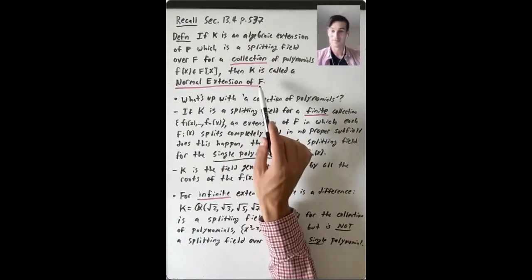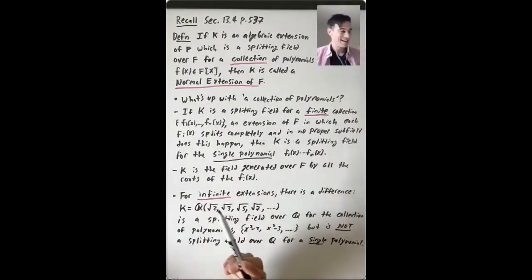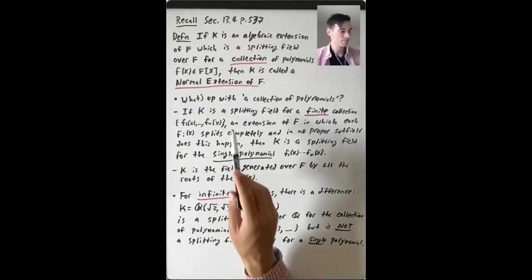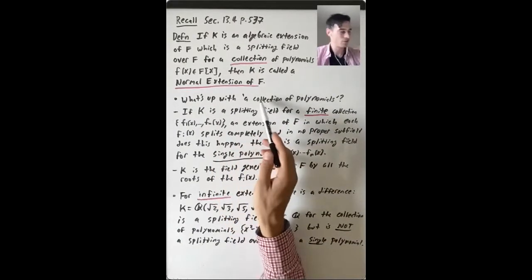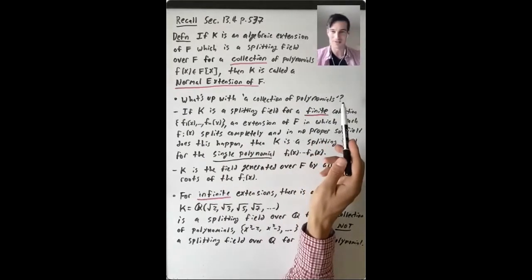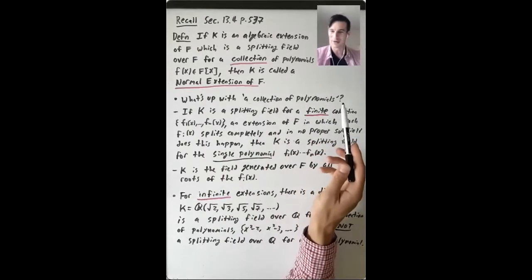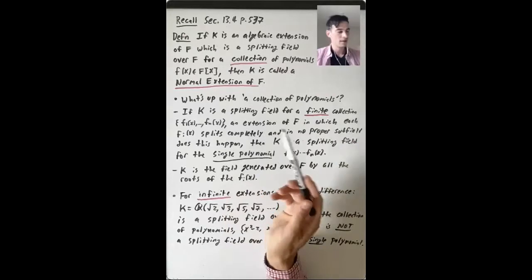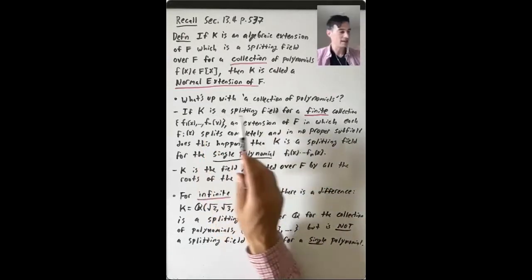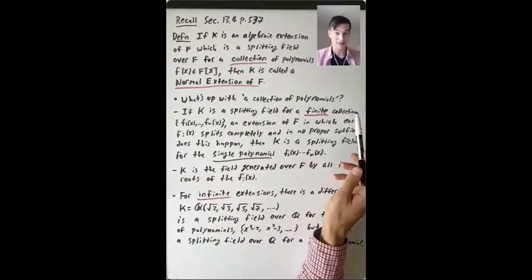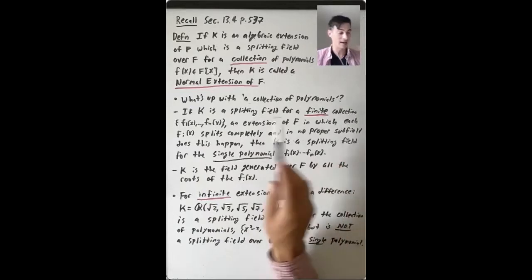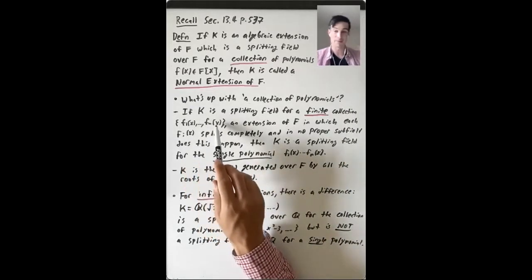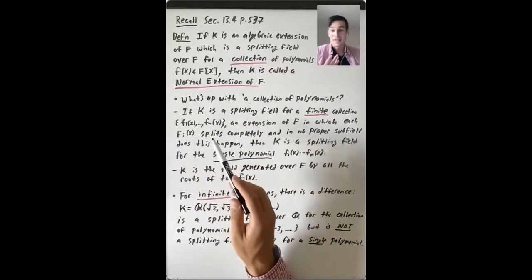of F. And the question I want to ask is something I dodged at the time when we first talked about this. What's up with this phrase, a collection of polynomials? Like, why is that important? Well, if K is a splitting field for a finite collection of polynomials in F[x], say f1(x), f2(x), up through fn(x), what does that mean?